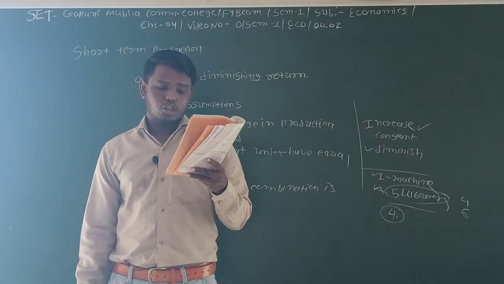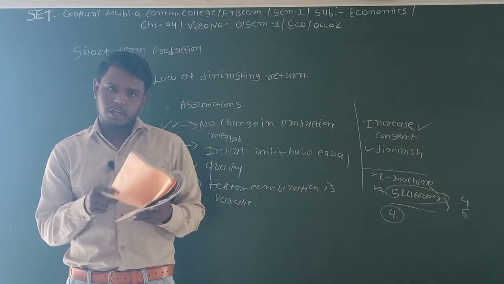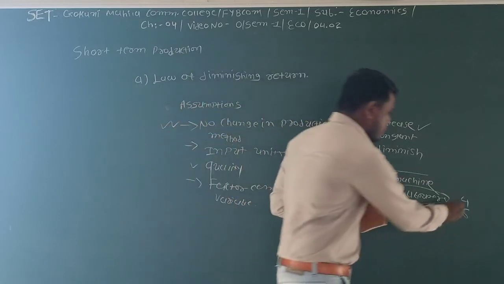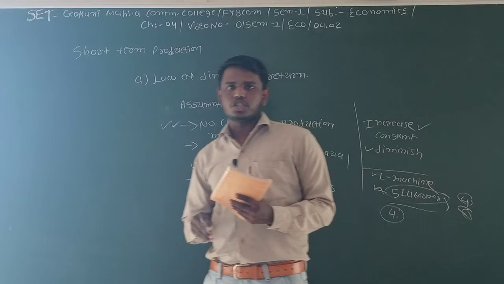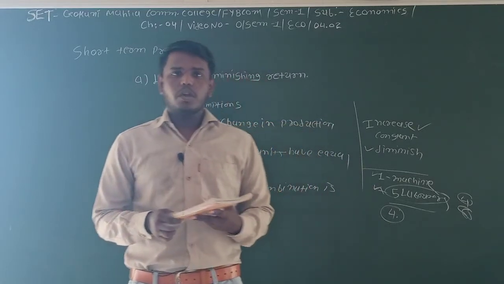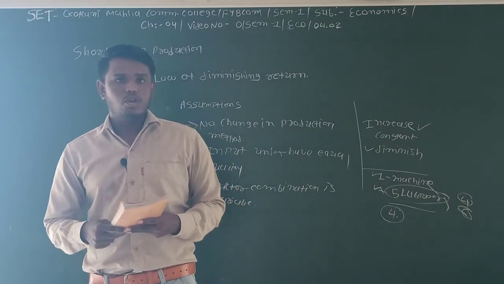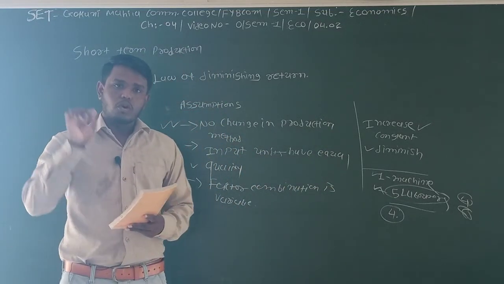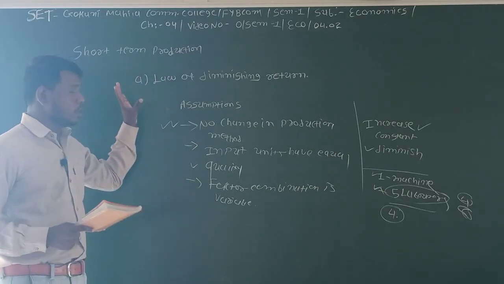So this law does not apply because in this condition factor combination remains invariable. If you are adding 4 or 6 laborers in the production system, it is not variable, it is invariable. So the law of diminishing margin is not followed at that point. So this is all about the law of diminishing margin, the diminishing return.